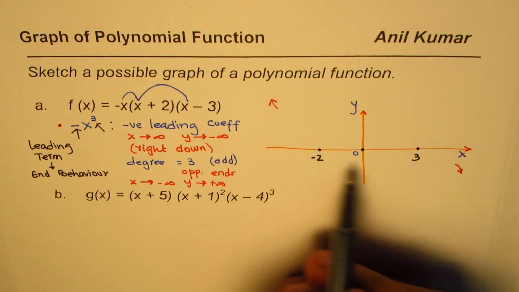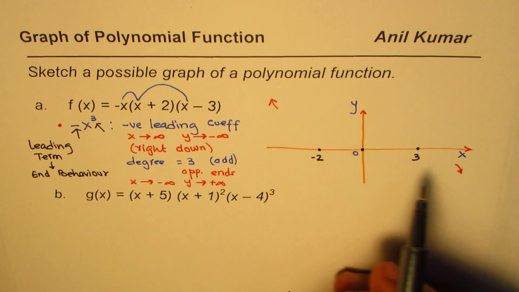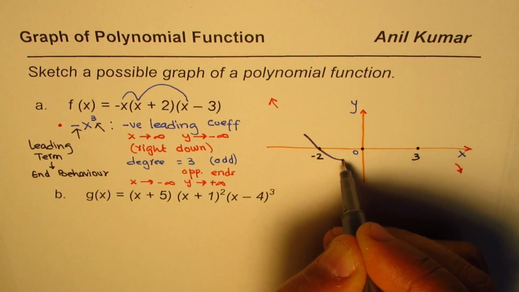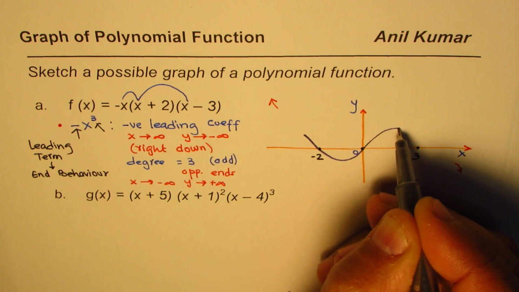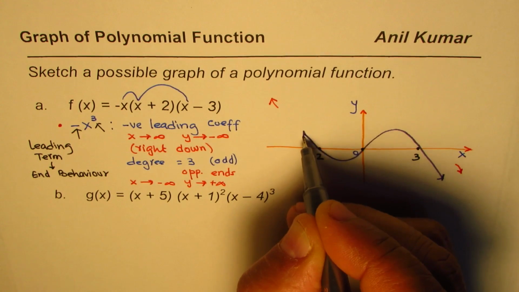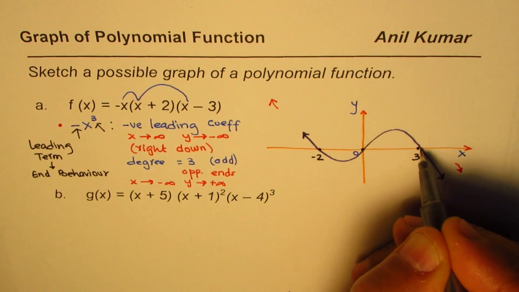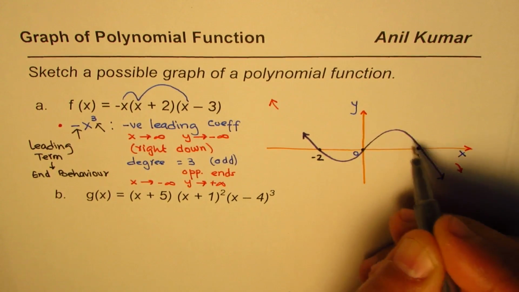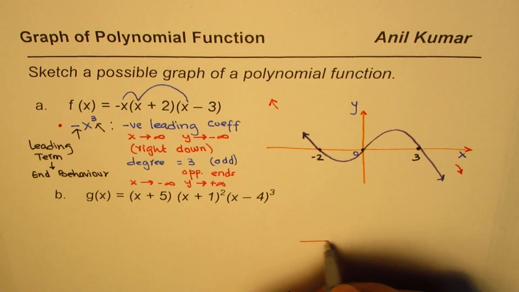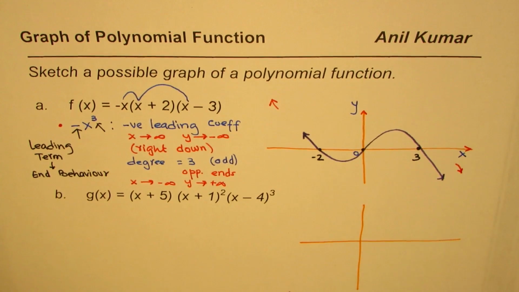Since we are starting from left to right, going from quadrant 2 to 4, we can sketch a crossing here, then crossing at the other end, kind of like this. So that is what we mean when we say we have linear zeros. We just cross like a straight line. You have to cross at these zeros. So that is the graph which represents the given condition. That is how you should be drawing. Now let's follow the same strategy and sketch the next one.